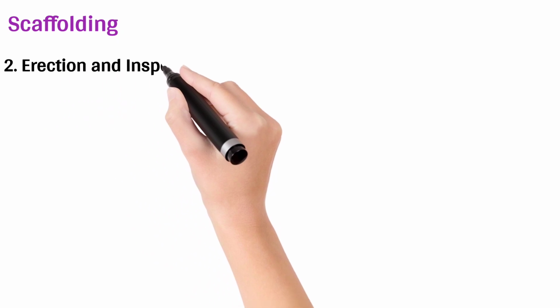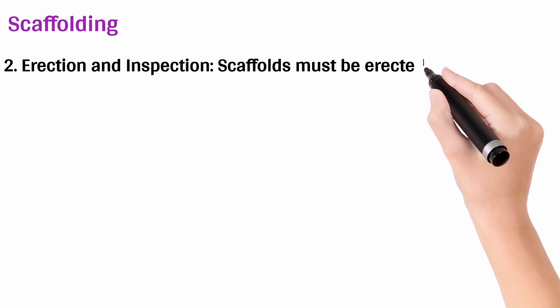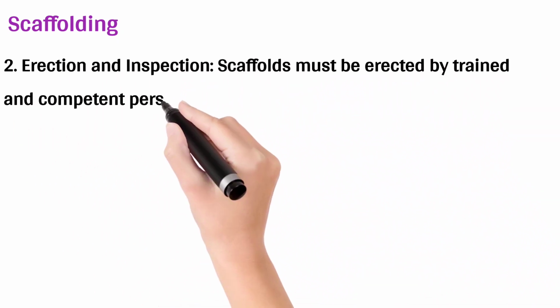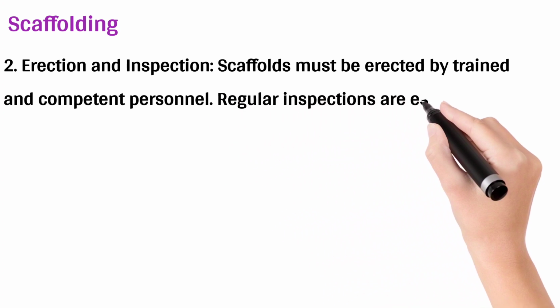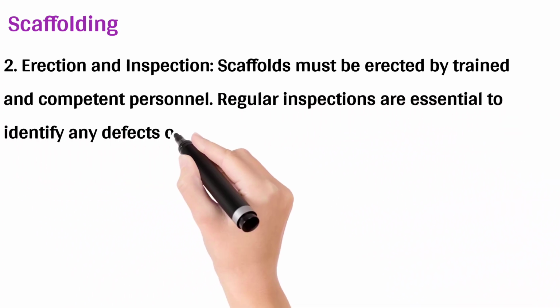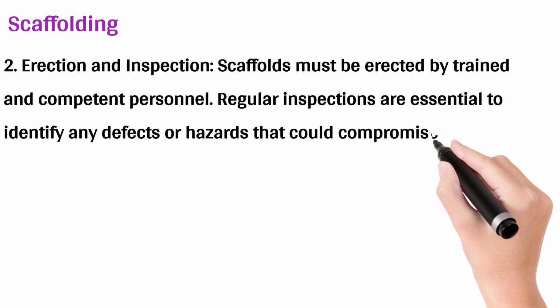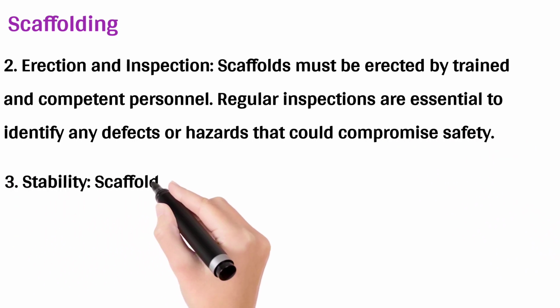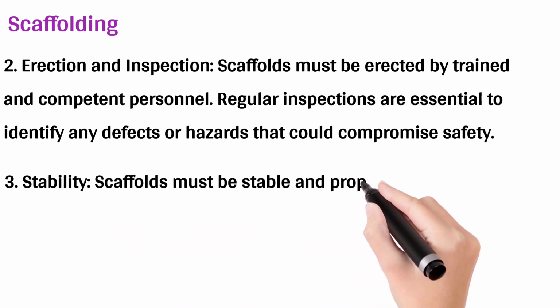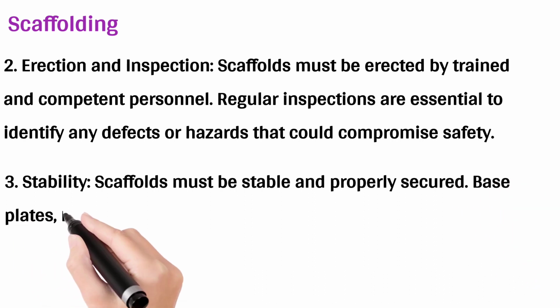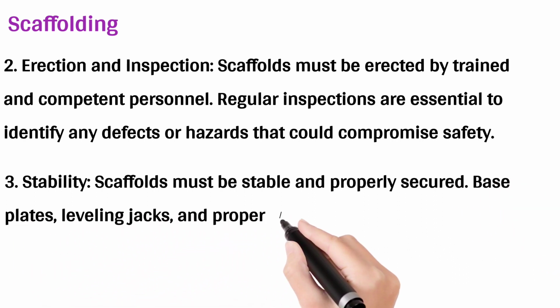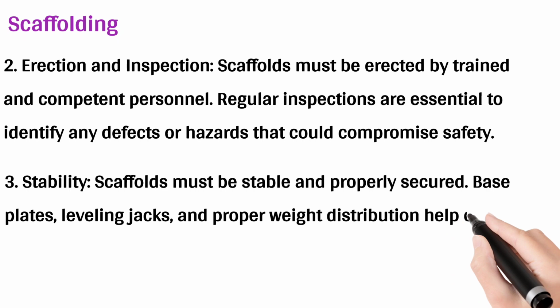2. Erection and inspection. Scaffolds must be erected by trained and competent personnel. Regular inspections are essential to identify any defects or hazards that could compromise safety. 3. Stability. Scaffolds must be stable and properly secured. Base plates, leveling jacks, and proper weight distribution help ensure stability.